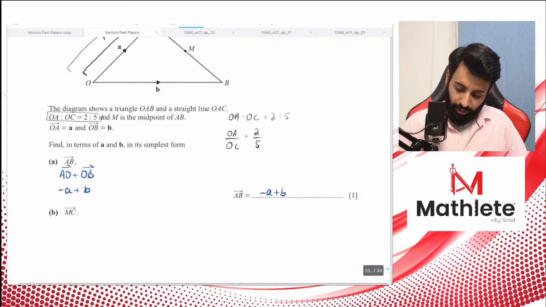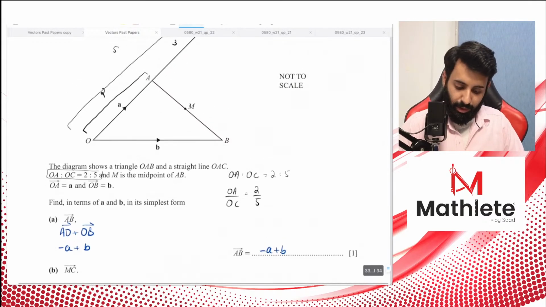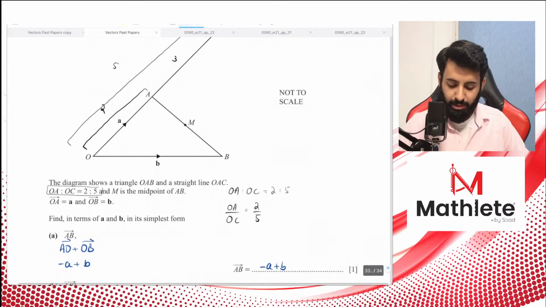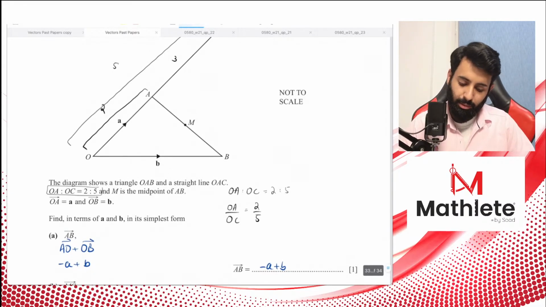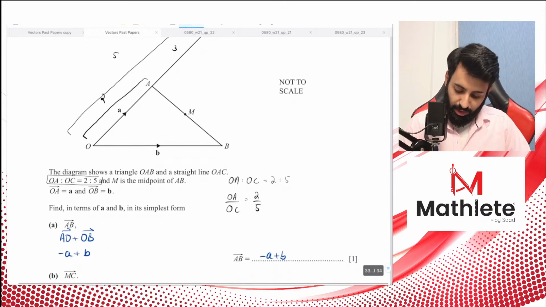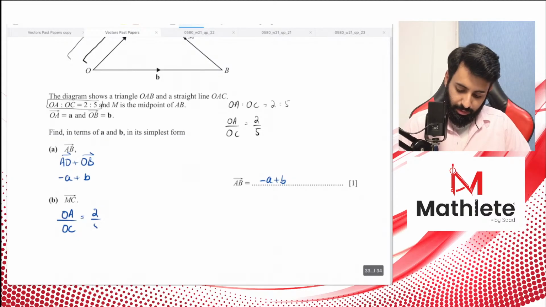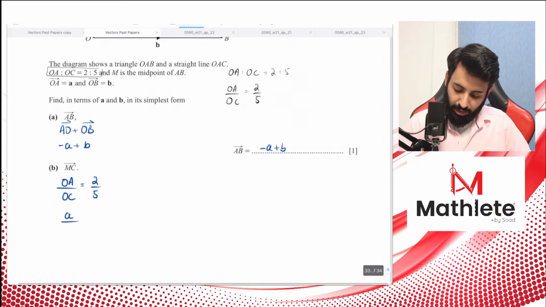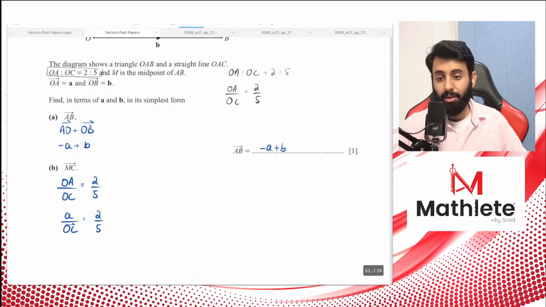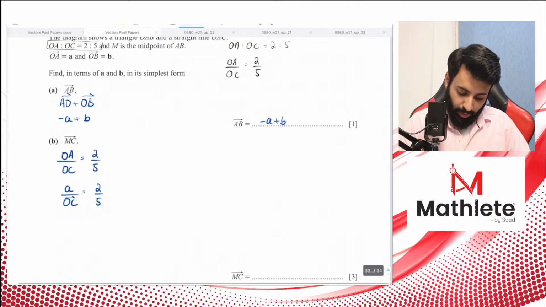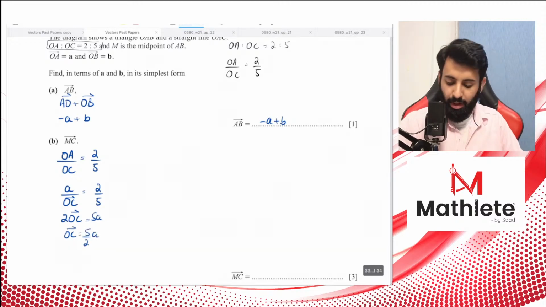Then comes MC, which means that we're going to have to go from M to A, perhaps, or from M to B, and then from B to O, and then from O to C. Whatever you have to do, it's a good idea to first find out what OC is. Remember, OA upon OC are in the ratio 2:5. We already know what OA is equal to. So that's A upon OC, which is equal to 2/5. Now with the help of this, I can find out the vector OC. So twice of OC, through cross multiplying, equals 5A, which means OC equals 5 upon 2A.